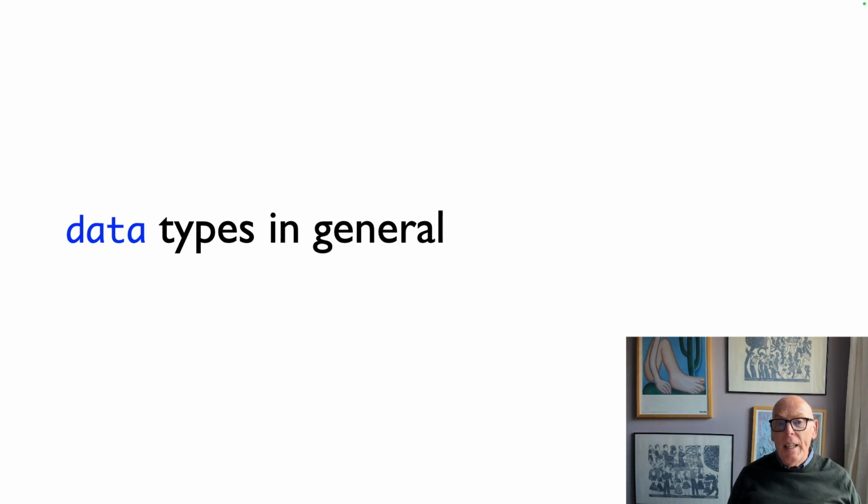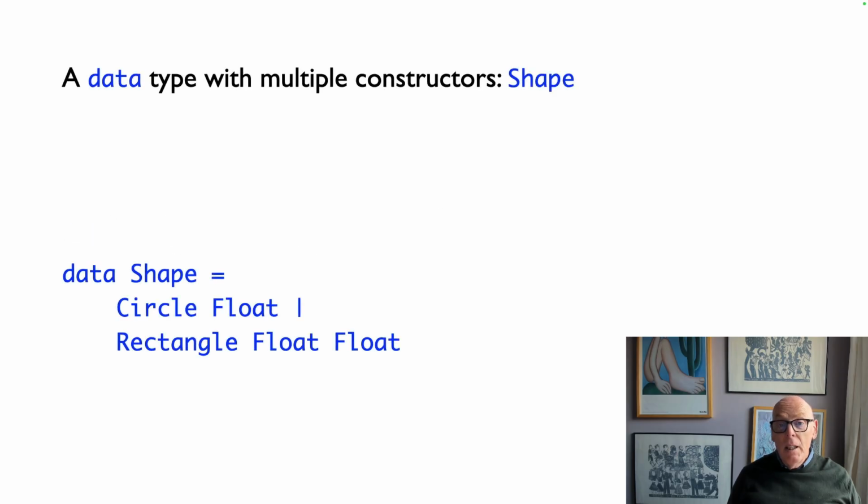This segment puts together what we've talked about so far and describes data types in full generality. We'll look at an example first of all. It's a data type with multiple constructors. It's a data type of shapes. So let's look at the definition.